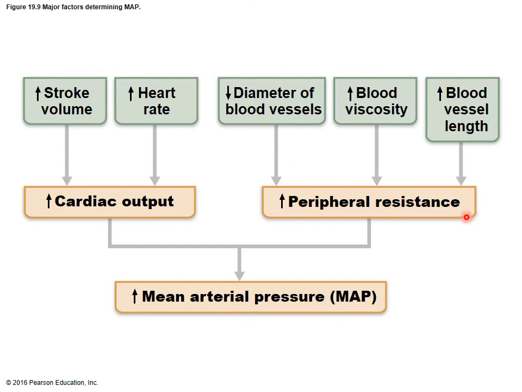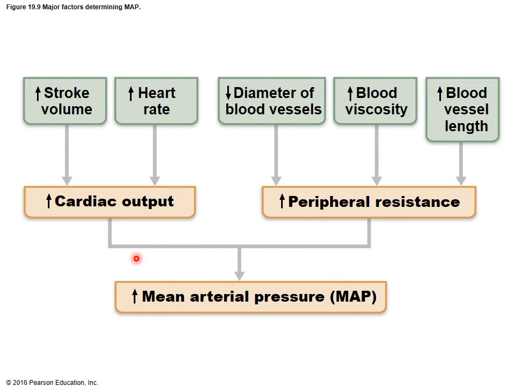The other thing is the peripheral resistance. So the arteries, we talked about how arterioles can be regulated, the smooth muscle in the arterioles, the small arteries, it's regulated by the sympathetic nervous system. So if you have a decreased diameter of the blood vessels, or an increased blood viscosity or thickness, or if you have an increase in blood vessel length, you'll have more resistance, and that will increase the blood pressure. This is a really important graph or chart to understand, because all of these factors are things that can be modified to try to bring somebody's blood pressure down.